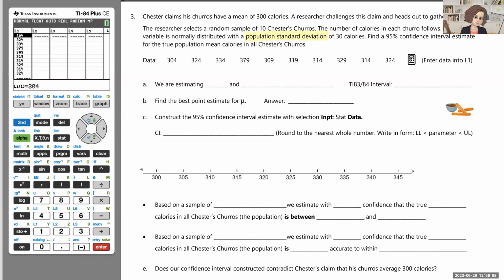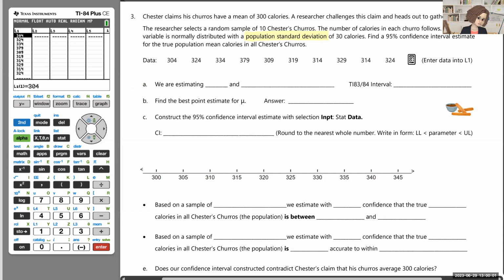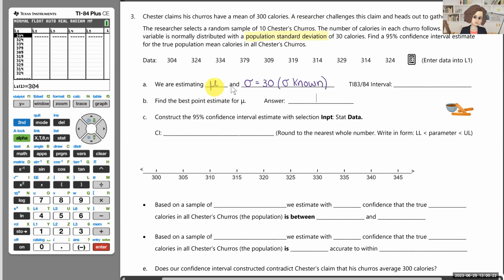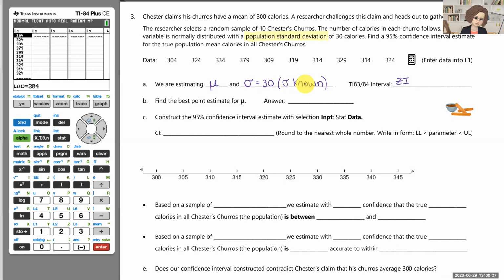All right, so in this problem, we are estimating the parameter mu, the unknown population mean, and population standard deviation sigma has been given as 30 calories. So we say here that sigma is known. So when we're estimating a population mean and sigma is known, this is the scenario that allows us to use a Z-interval to create our confidence interval.